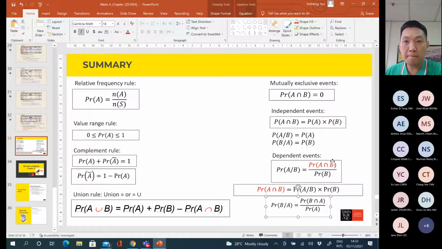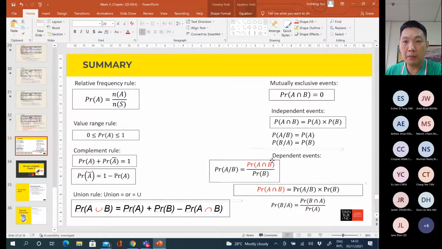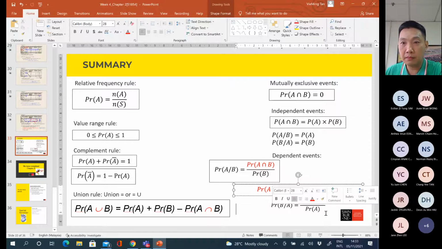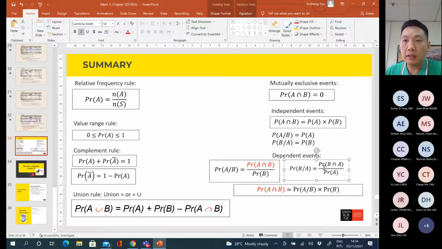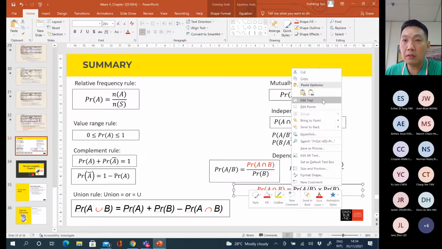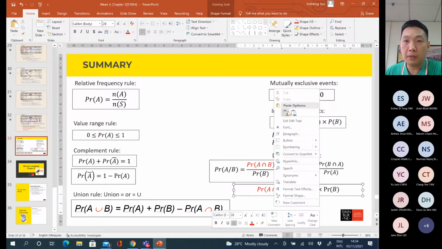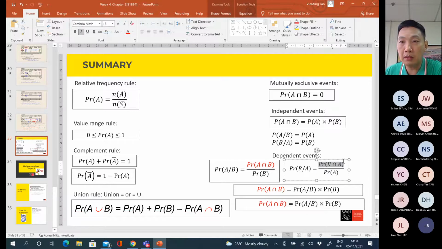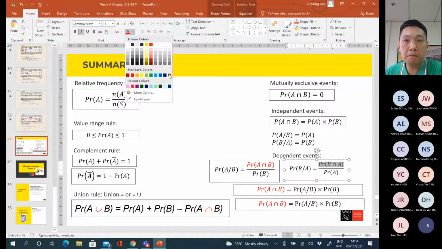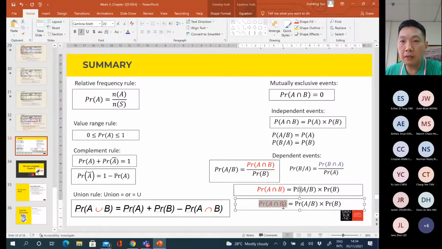So if you use the second formula, let's say, in order to get A intersect B, then it's easy only. So you can transpose the formula. This one I use purple color. In fact, B intersect A is the same meaning as A intersect B.